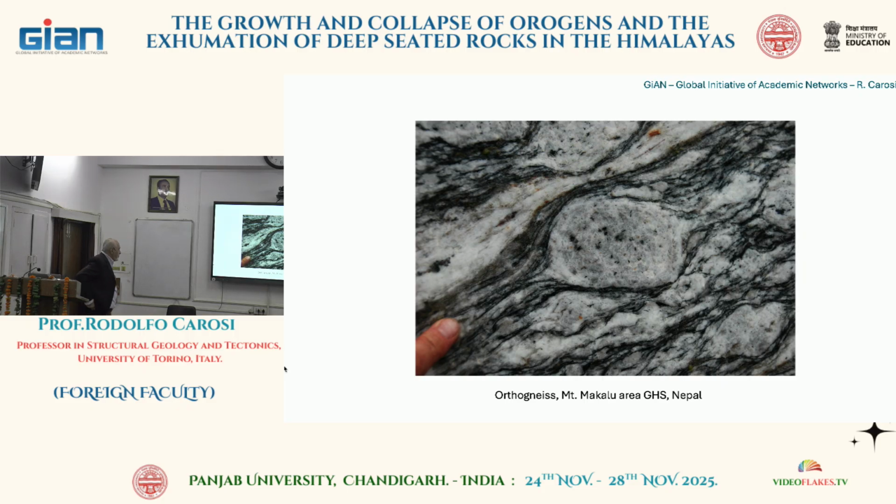This is a big porphyroclast in the Makalu orthogneiss in the upper part of the Greater Himalayan sequence in Nepal. With my finger, you can see the big porphyroclast. What do you think? Delta, sigma?